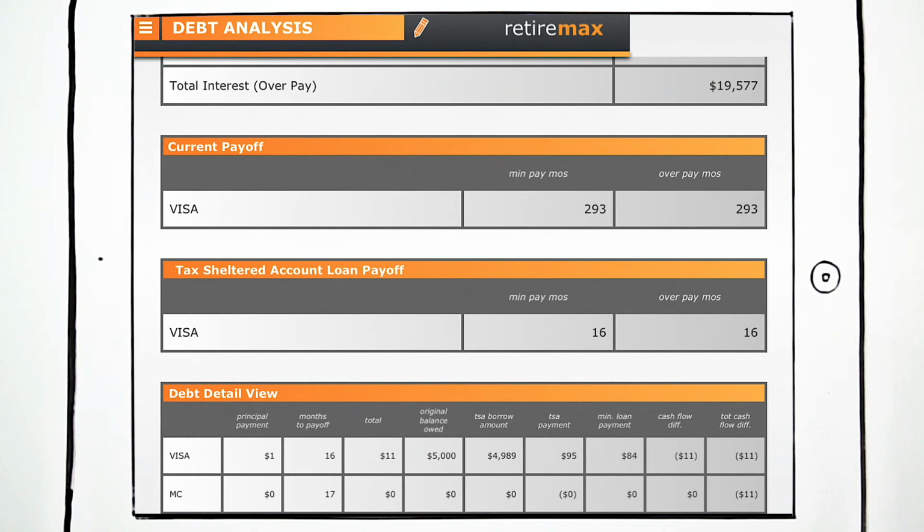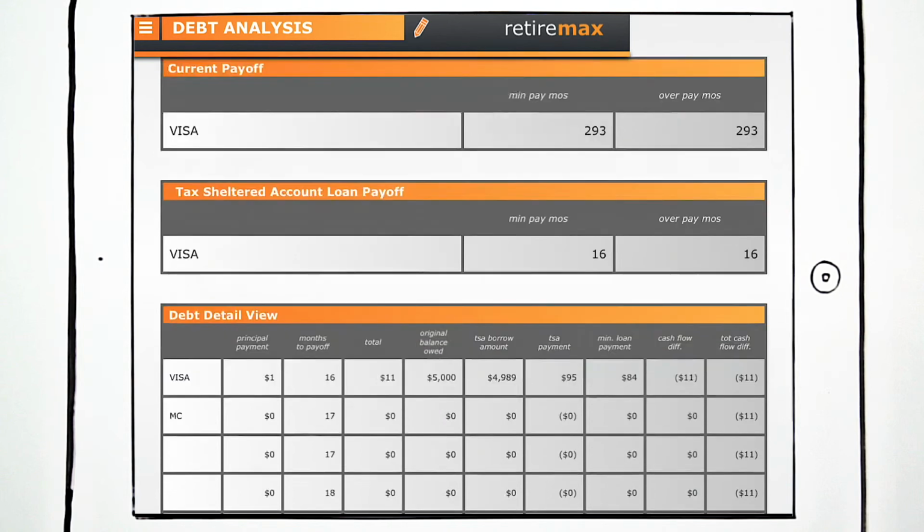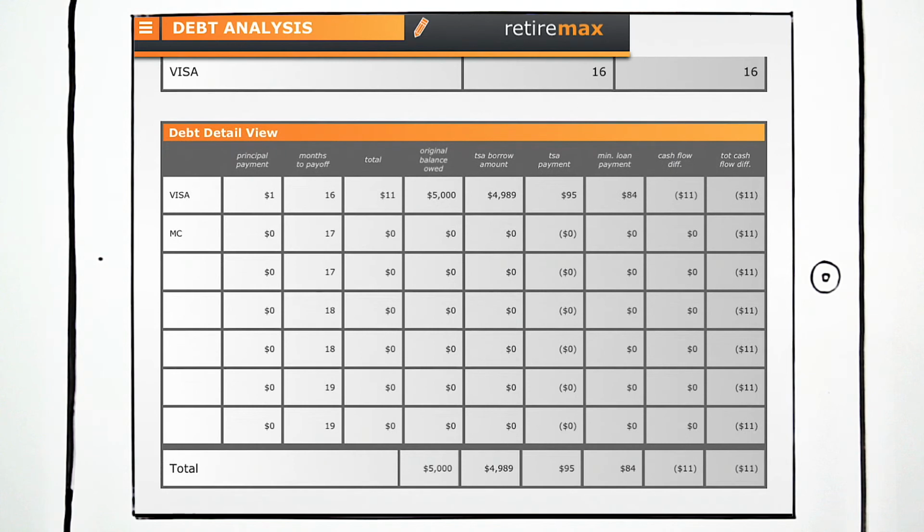If a loan from the retirement account is being considered, make sure that the loan disclosure is fully disclosed and understood by the client. The Debt Detail View section illustrates the different numbers calculated if a loan for the retirement account is used to pay off the commercial debts.